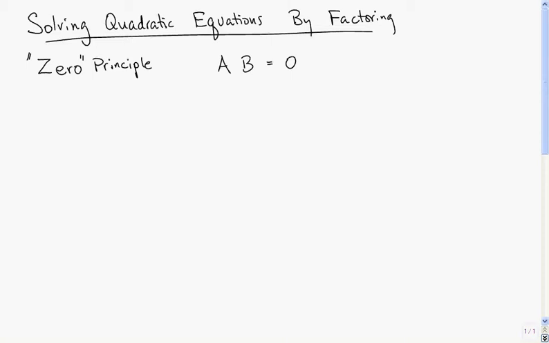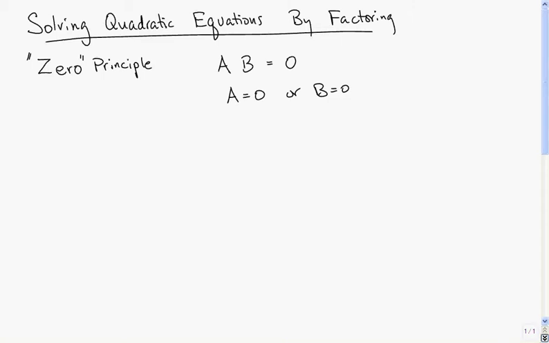To solve quadratic equations by factoring, we need to take advantage of something called the zero principle. The zero principle states that if you have a product of two numbers or two quantities equal to 0, then either one of them is equal to 0 or the other one is equal to 0.